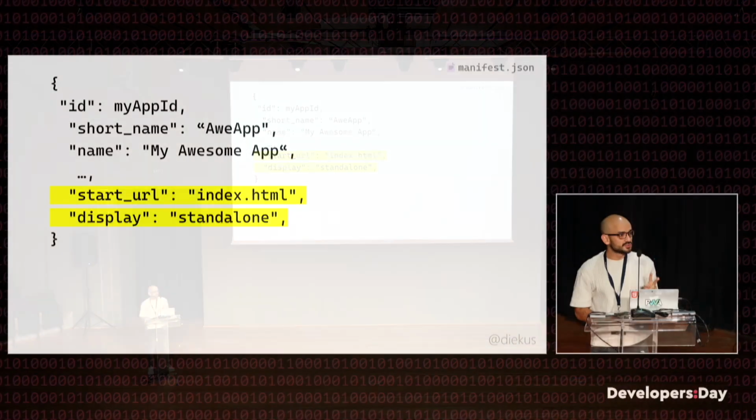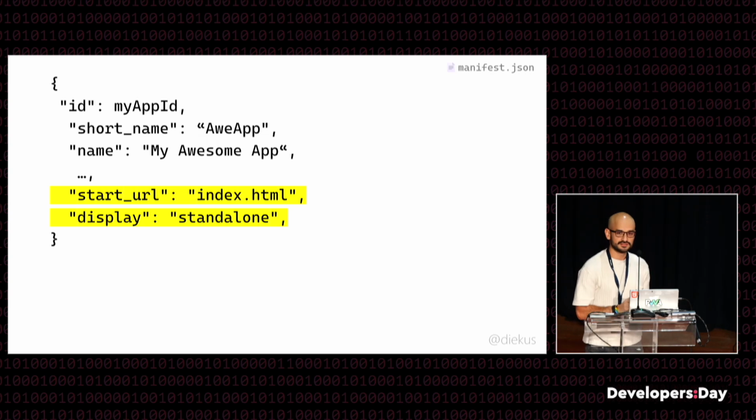But we're going to add two different new things. The first one is the start URL. If you go to any application on your mobile devices, it generally has a home page. It generally has a first screen that your user loads when you're going into this application. This is the concept of the start URL.